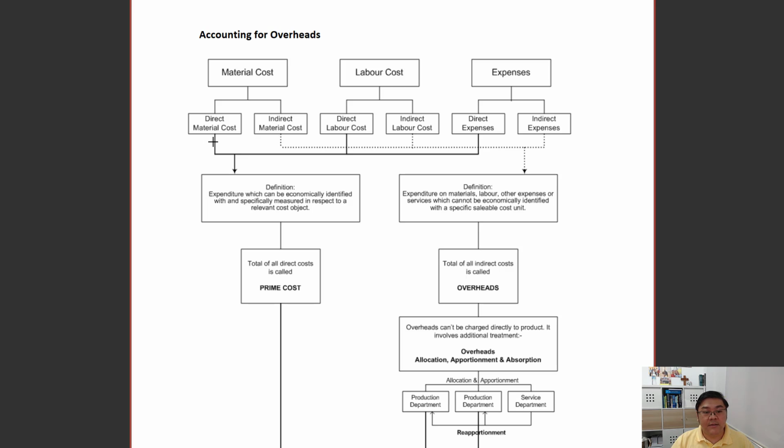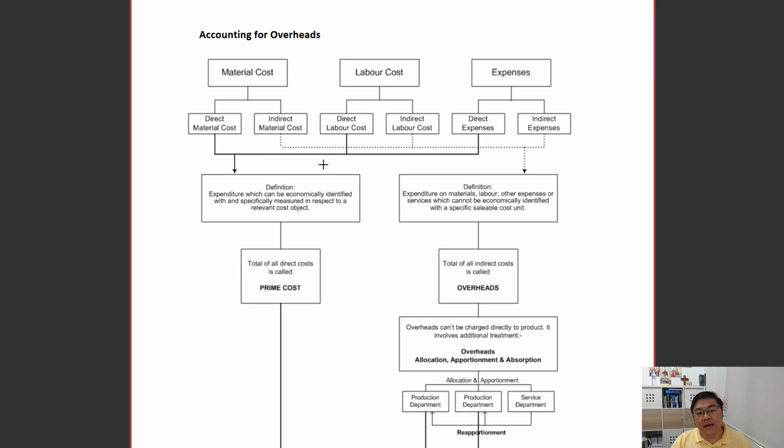So what are costs that are direct? Direct means they are specifically attributable, or they could be specifically identified with a product. That's a direct cost. So we can have direct material costs, direct labor costs, and direct expenses. All these direct costs, we will lump them together and call them prime costs.